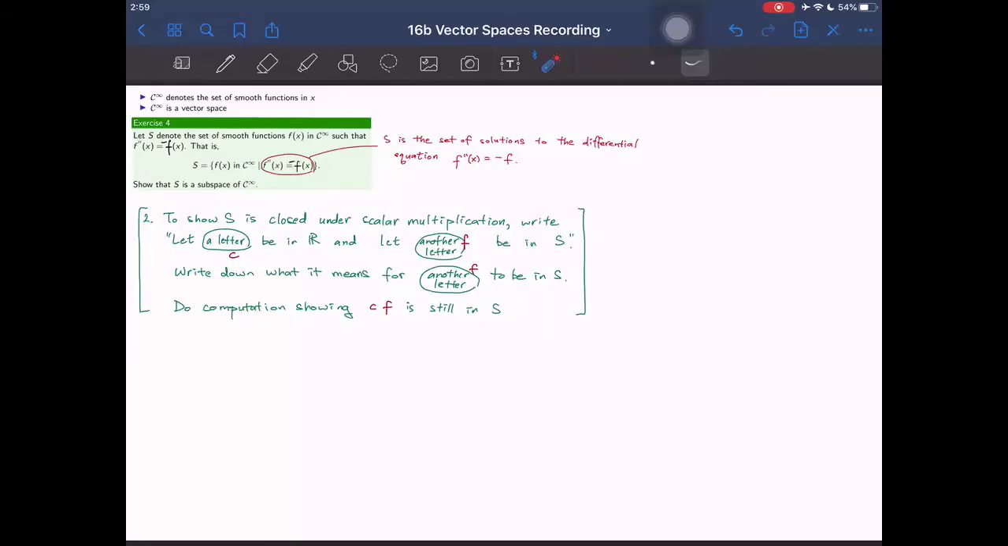We follow the same format. We say let some letter C be a number, and then let another letter denote an element in our subset S. And then we have to write down what it means for F to be in S. And then we have to show that the number C times F is in our subset, and we might need to do some computation to show that.